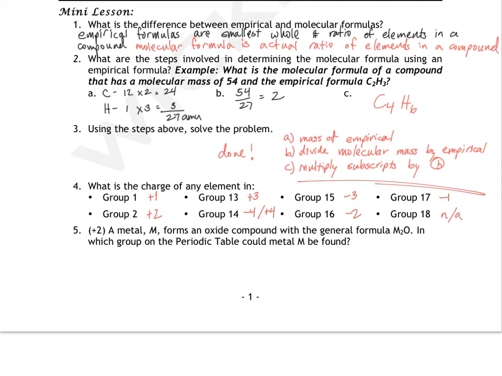so I'm just going to say NA. All right, now the next question, let's say we have a metal, M, that forms an oxide compound with the general formula M2O. In which group on the periodic table could M be found?